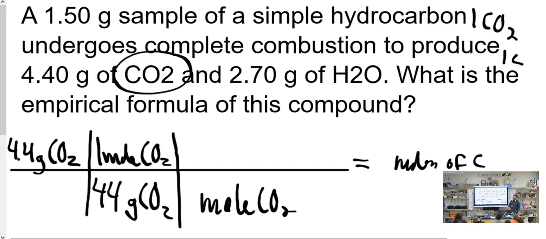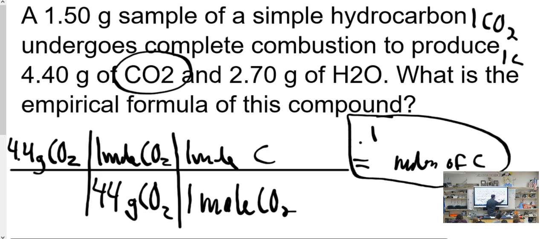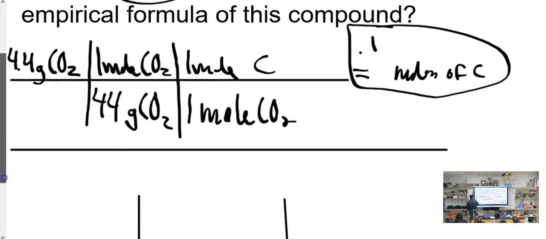So far, not that bad. All right, so for every 1 CO2, I have 1 mole of carbon. All right, so 4.4 divided by 44 is 0.1, right? That's a number that will be important. The next step would be what?